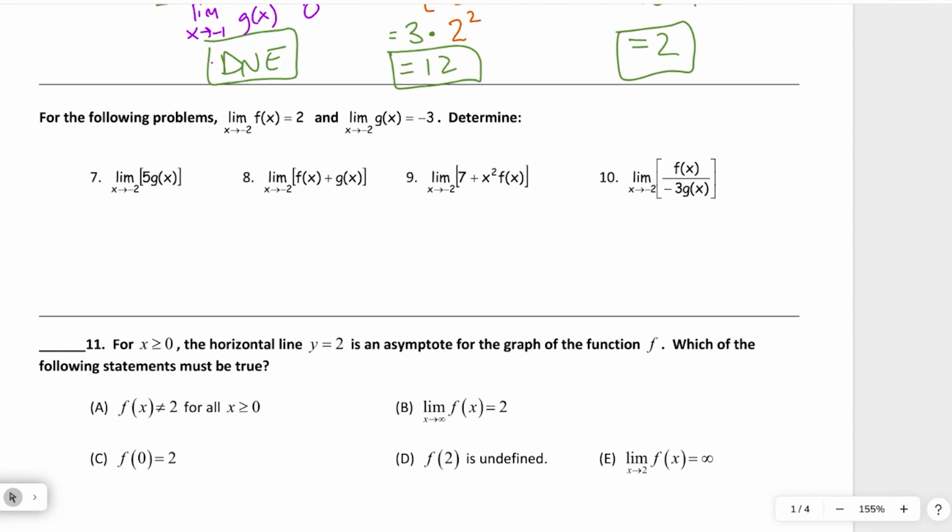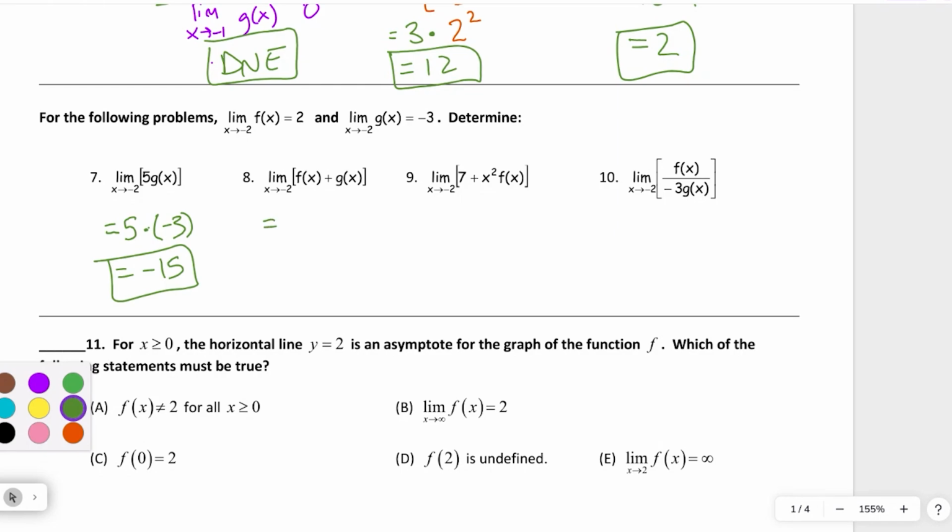For the following problems, we've got the limit as x approaches negative 2 of f of x is 2, and the limit as x approaches negative 2 of g of x is negative 3. All right. These should be pretty easy. All these limits are going to negative 2, so we're really just going to be replacing the limits with their values. So with this one, we've got 5 times the limit as x approaches negative 2 of g of x, which is negative 3. So 5 times negative 3 is going to be negative 15.